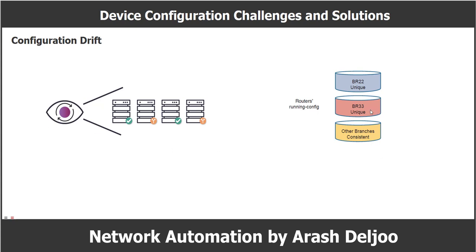In this figure, we can see the basic idea, with two branch routers now with a slightly different configuration than the other branch routers. Configuration drift becomes a much bigger problem if using only traditional manual configuration tools.